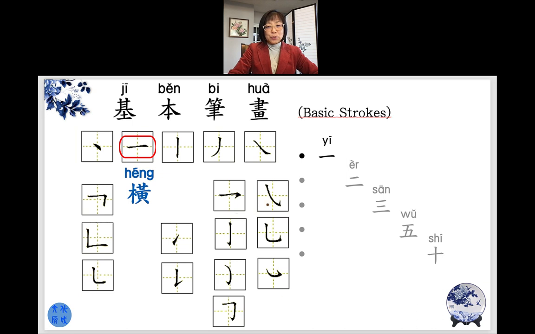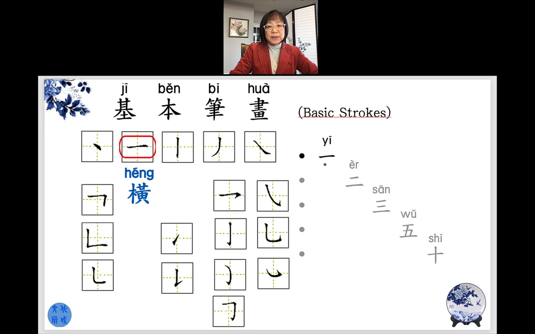The last group, this one actually always have a go. Go meaning hook, either left hook or right hook. So we're going to introduce these strokes whenever we run into them.